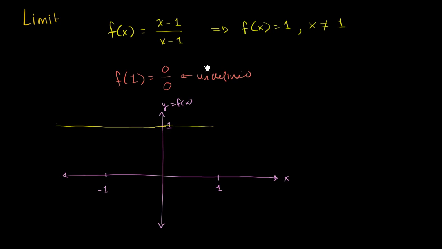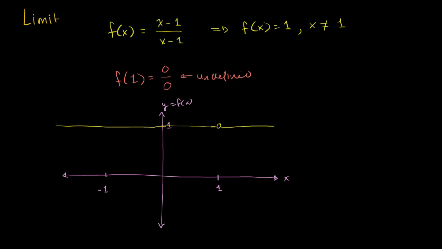Except at 1. At 1, f of x is undefined. So I'm going to put a little bit of a gap right over here, a circle to signify that this function is not defined. We don't know what this function equals at 1. We never defined it. This definition of the function doesn't tell us what to do with 1. It's literally undefined when x is equal to 1. So this is the function right over here.